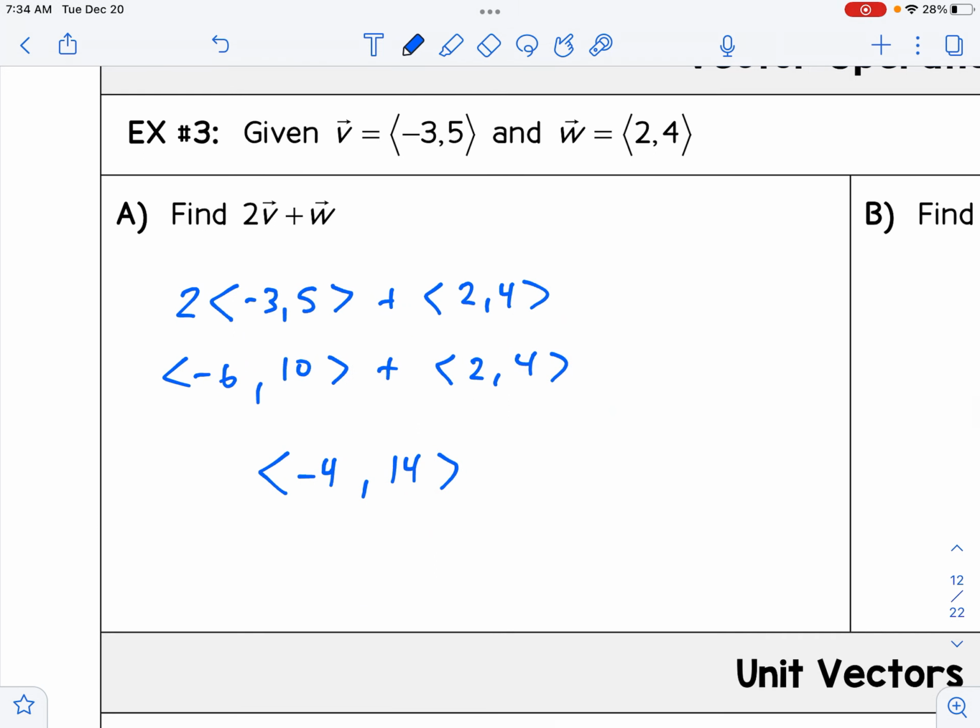So again, if I were to do this graphically, it'd be very simple. I would draw vector v, -3, 5. I'd double its length, so it'd actually be -6, 10. Think about that for a second. And then I would drag vector w to the tip of it and match it up, and that would put me at -4, 14.